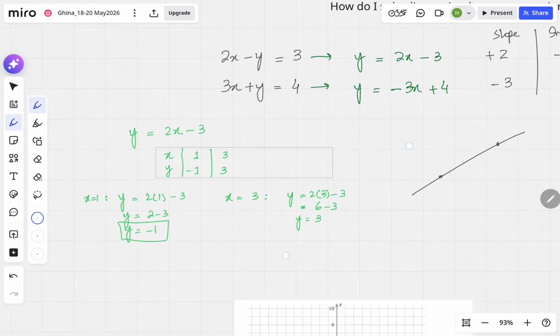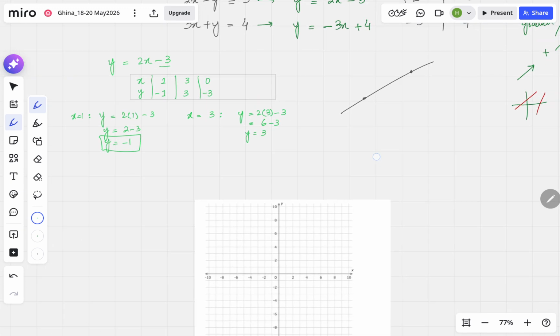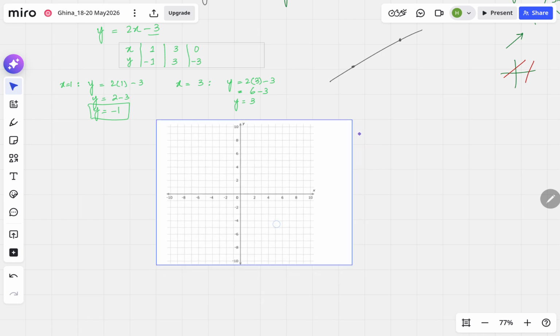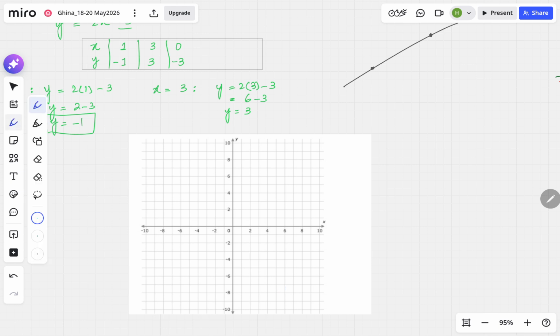When x is equal to 0, we know that the y-intercept is minus 3. So now we have these 3 points or coordinates, and we can plot them here. I have this graph, and let's point out these points: x equals 1, y equals minus 1, and x equals 3, y equals 3.